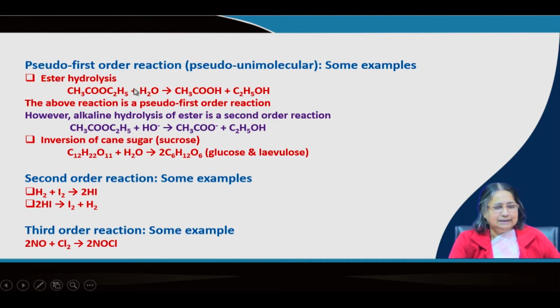Now, ester hydrolysis. Do you know what an ester is? An ester is a substance that is produced from a carboxylic acid and an alcohol by elimination of water. This is a condensation reaction between a carboxylic acid and an alcohol. So, when an ester is hydrolyzed in water, water is present in very large excess, and in that case it is decomposed again to acid and alcohol.